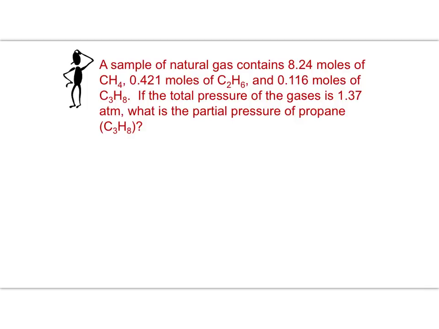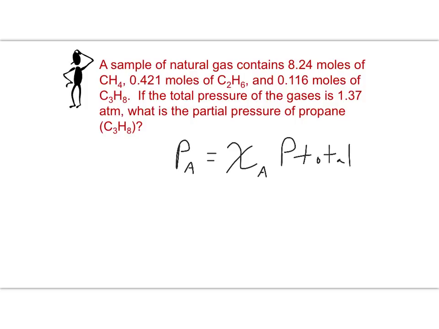Previously, we've seen that the partial pressure of some component in a gas mixture A is equal to the mole fraction, Greek letter chi, of A times the total pressure. Total pressure is given, and we're given molar amounts of each of these gases. So we can figure out what the mole fraction is of the component A.